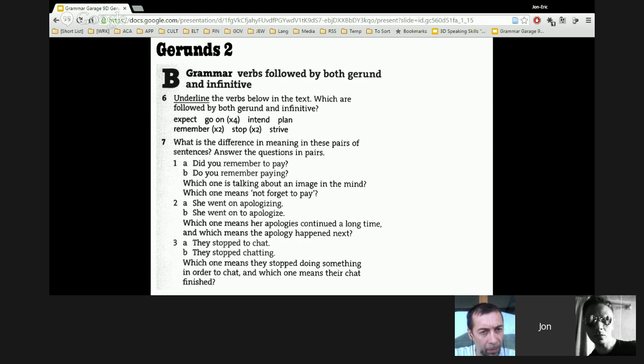Okay, so it asks us to underline the verbs below in the text, which are followed by the gerund and which are followed by the infinitive. Well, you can't underline it because you don't have this as a printout, but you can just tell me. So maybe what you should do here, give me a second, let me see the easiest way to do this. Give me just a second. Let's see.